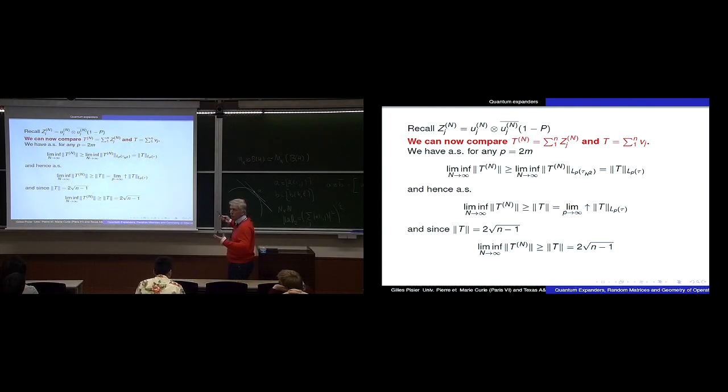But now you can take the sup over all p in this line here, and it gives you that this lim inf is greater than the sup over all p, or the limit over all p, and that's the norm of T. So you get the lower bound: this lim inf is, in fact, almost surely greater than 2 square root of n minus 1, because everything we did was in the almost sure sense. So if you go back to Hastings' result, there's no way you can make it hold with a smaller number than this 2 square root of n minus 1.